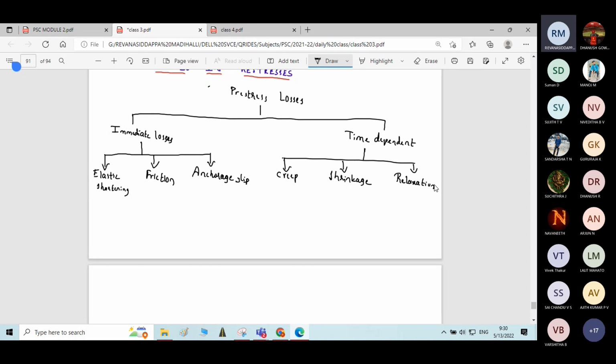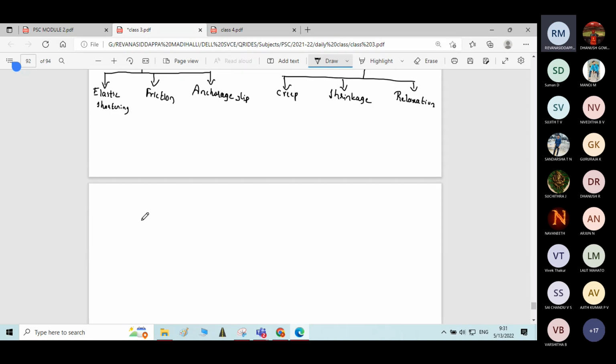So there are a total of six types of losses. Of these, three are immediate losses, which take place immediately after the pre-stress is induced into the concrete, and three are time dependent, which take place after a certain time. Now let us discuss them one by one. The first one is loss due to elastic shortening.